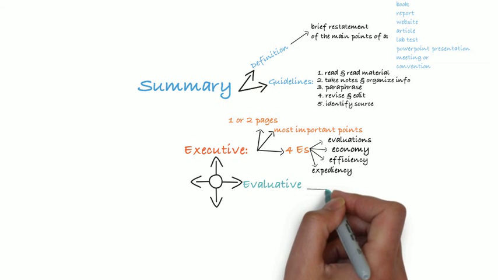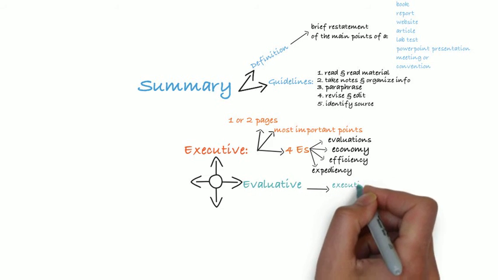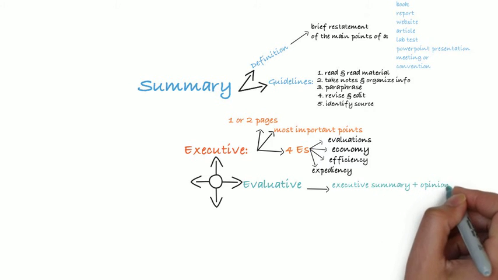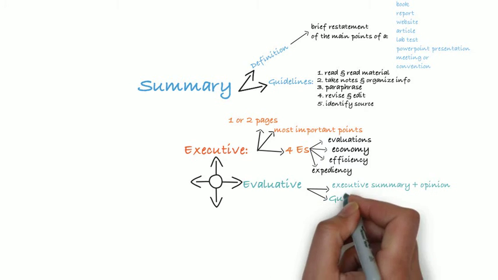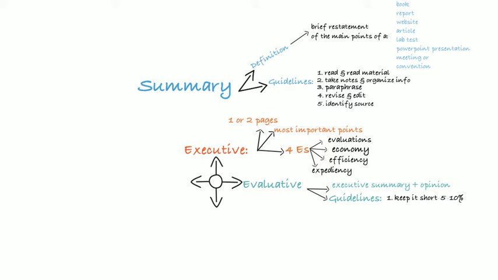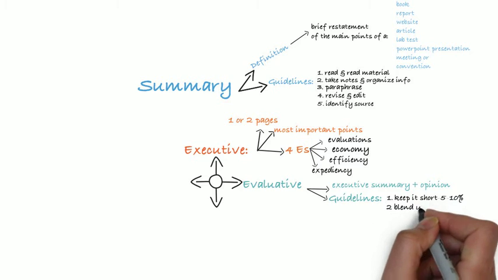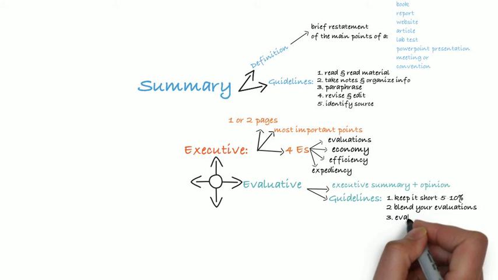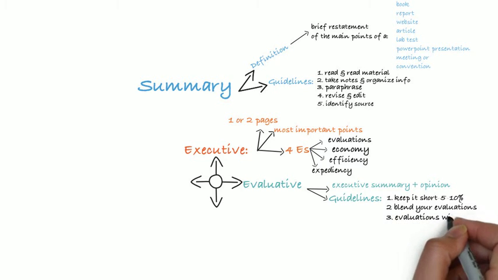An evaluative summary is similar to an executive summary, but also asks for an opinion regarding the work summarized. Here are some guidelines. Keep the summary short, 5 to 10% of the length of the original. Blend your evaluations with your summary. Do not save the evaluations for the end. Place each evaluation near the corresponding summarized points.